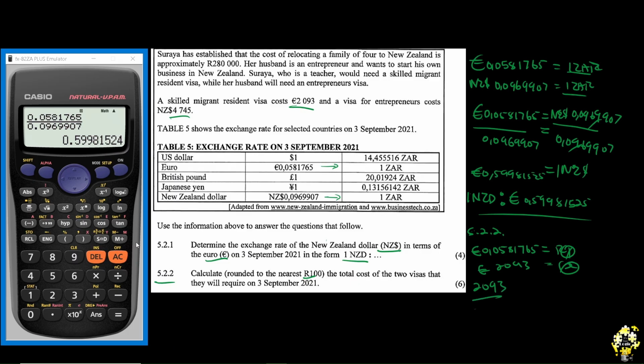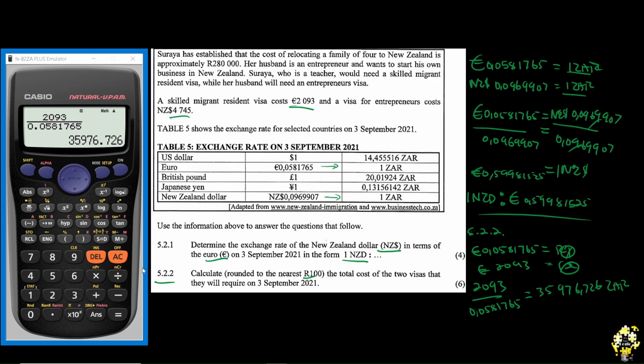2093 divide by 0.0581765. Let's see what we get. So when you say 2093 and then you divide it by 0.0581765, what do you get? You actually get that you need 35,976.726 rands. So ZAR. That's the first visa for a migrant, for a skilled migrant.